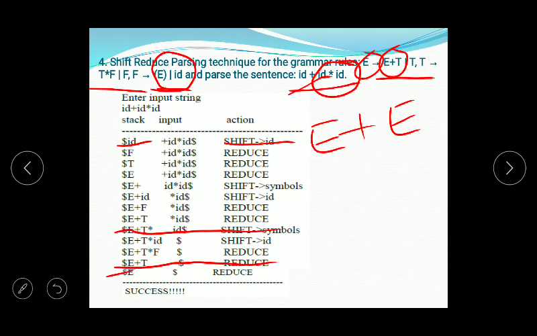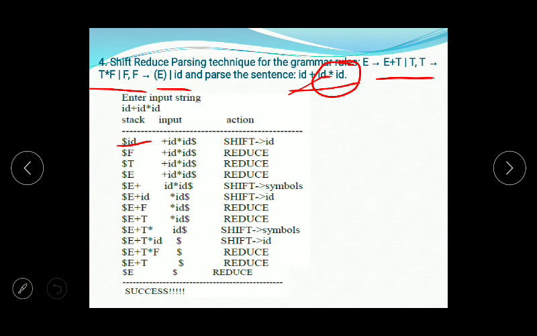Stack contains start symbol E, input is dollar, and the action is reduce. Whenever we have a combination like this, stack is the start symbol and input is dollar. Dollar means we reached the end of the statement. Then the string can be accepted. The next step you can write accept, or here itself you can mention success. This is how the shift reduce parser works for the example id plus id star id.